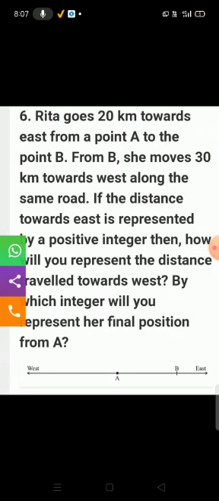Okay, so next question. Rita goes 20 km towards east from a point A to the point B.